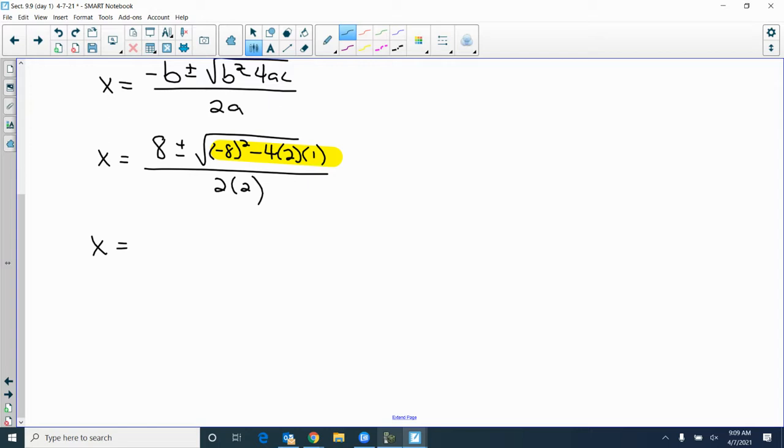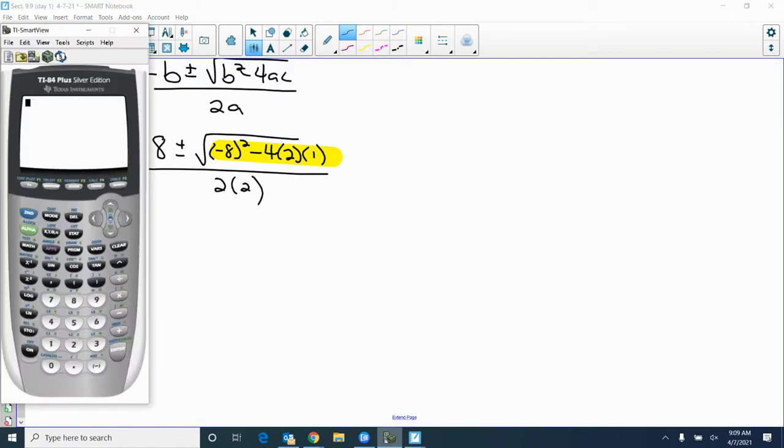Did anybody get a negative number? You got a negative number? -72? Yeah, that's what you get when you don't put it in the parentheses. All right, so here's the key. This -8 squared, you got to put that in parentheses because that's going to be +64 minus 4 times 2 times 1. Okay, you get 56. You need to put the -1 in parentheses.